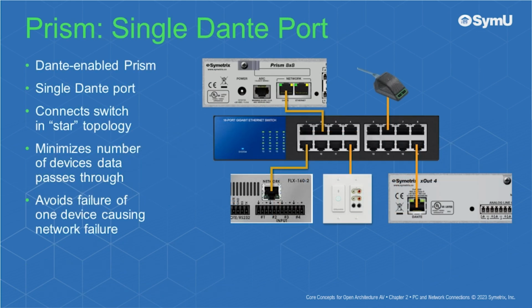Dante-enabled Prism DSPs have a single Dante port which connects to a network switch in a star topology to a single point, the switch. This minimizes the number of devices data passes through, avoiding the failure of one device possibly causing an entire network to go down.